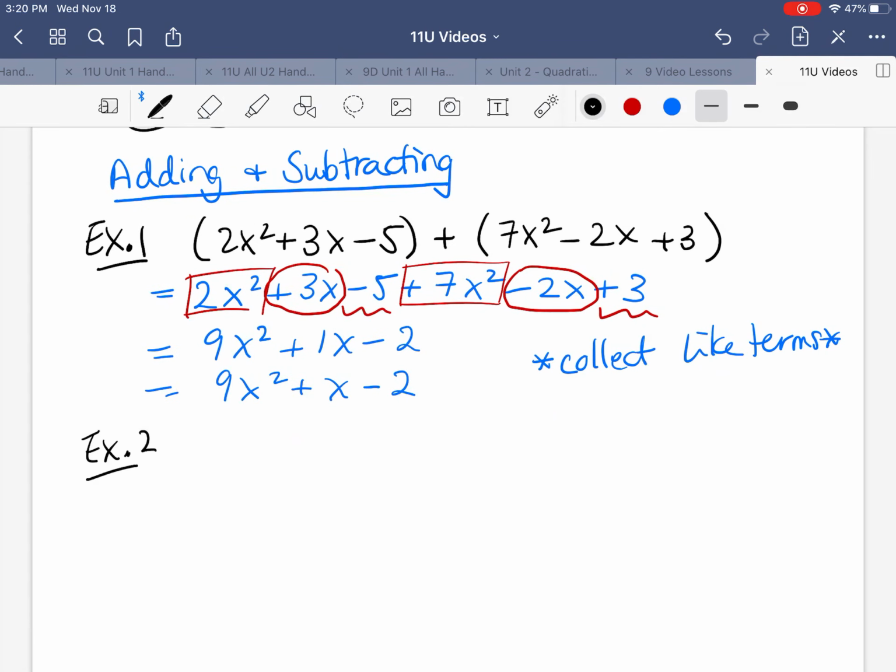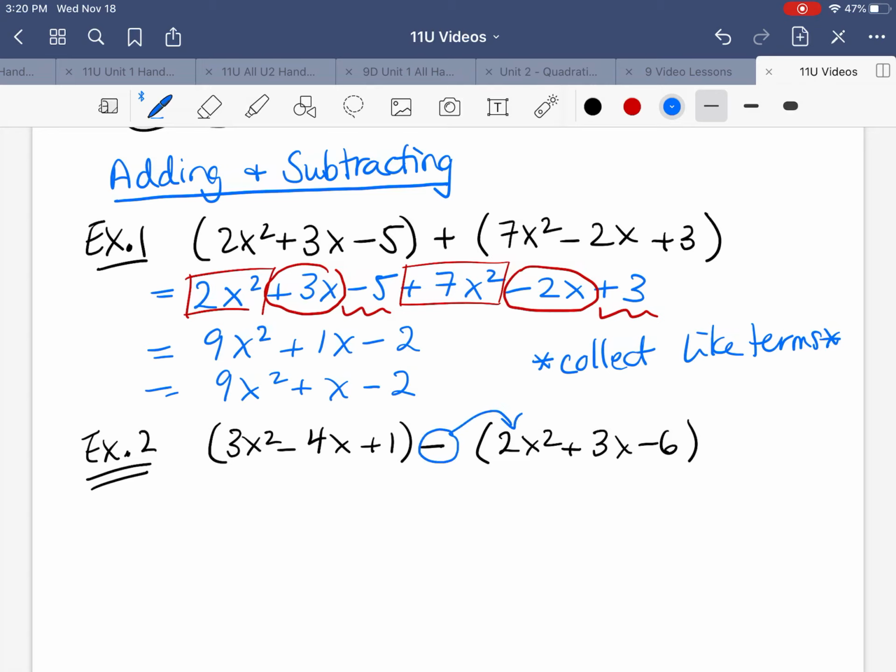Let's do another example. This time we will work with some subtraction. So we have 3x² - 4x + 1 minus (2x² + 3x - 6). So we have a trinomial minus another trinomial. Now in this case, we have a subtraction sign in front of the brackets. So this subtraction sign is going to change the sign of every term in the brackets. You can also think of it as multiplying everything in the brackets by -1.